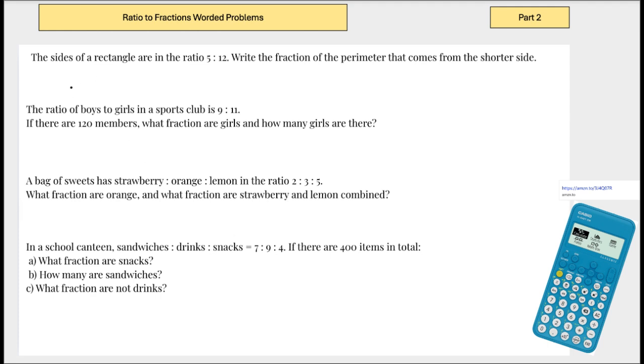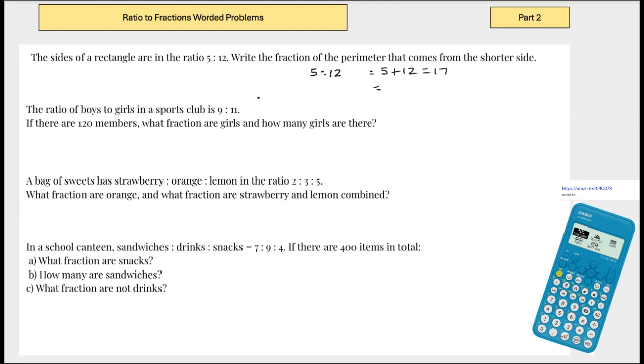So the question states, the sides of a rectangle are in the ratio 5 to 12. Write the fraction of the perimeter, which is the outside of the shape, that comes from the shorter side. So it's just asking for the fraction of the shorter side. Add them up as normal, which is 5 plus 12, which equals 17. It's so easy, this question.